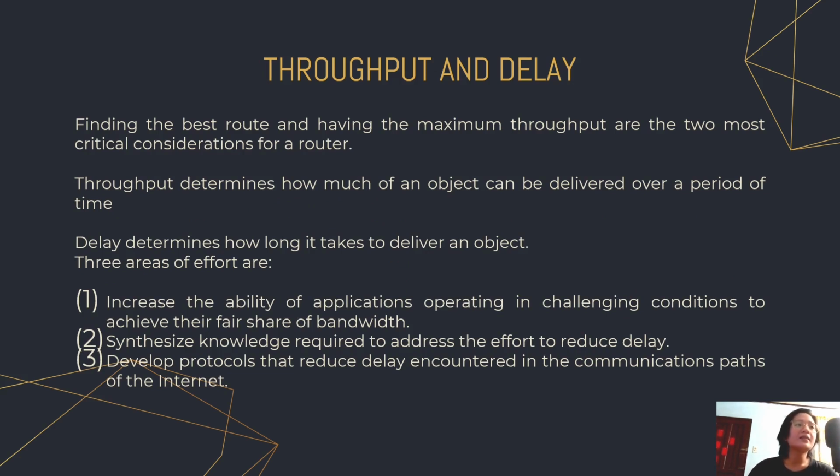Throughput and delay. Finding the best route and having the maximum throughput are the two most critical considerations for a router. Throughput determines how much of an object can be delivered over a period of time. Delay determines how long it takes to deliver an object. Three areas of effort are: 1. Increase the ability of applications operating in challenging conditions to achieve their fair share of bandwidth. 2. Synthesize knowledge required to adjust the effort to reduce delay. And 3. Develop protocols that use delay encountered in the communications paths of the Internet.